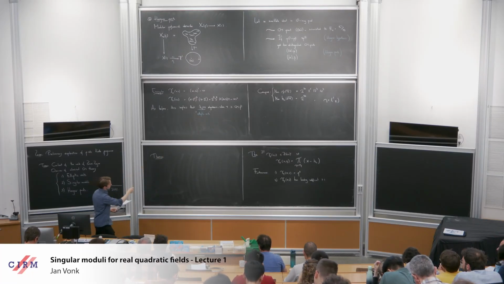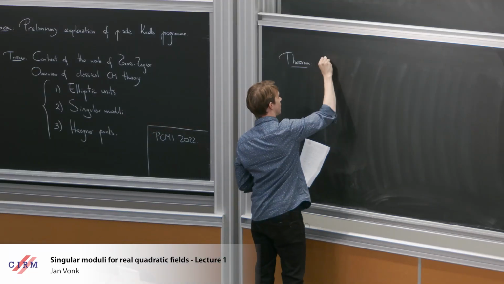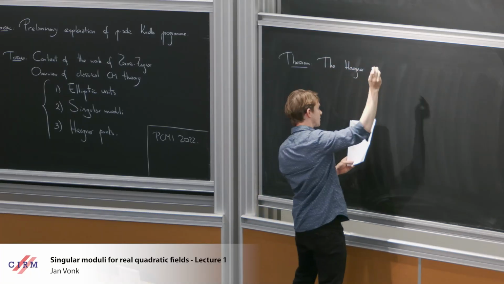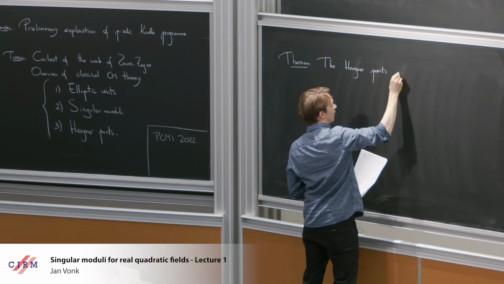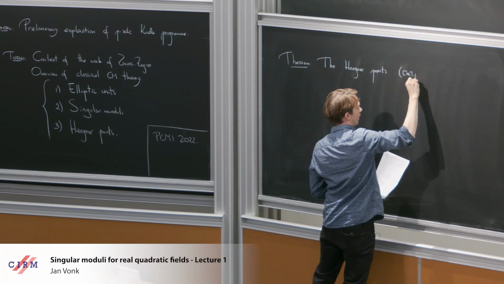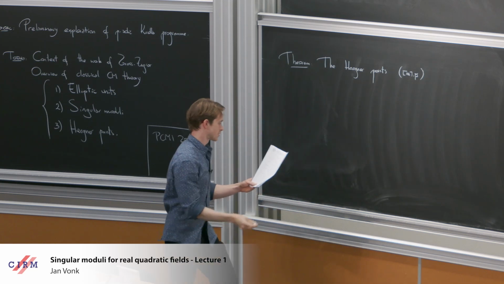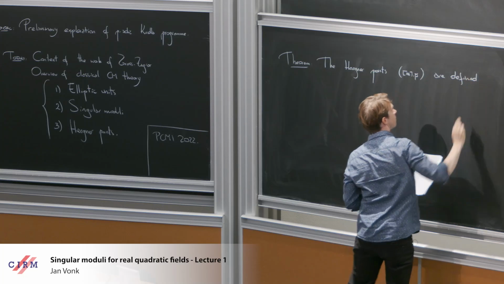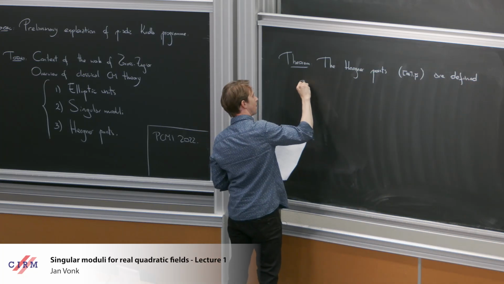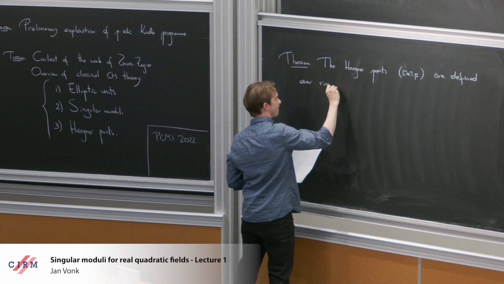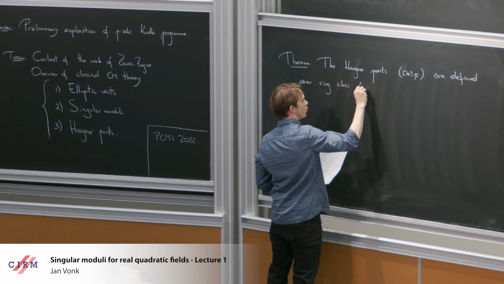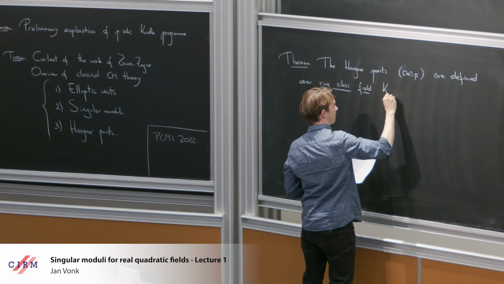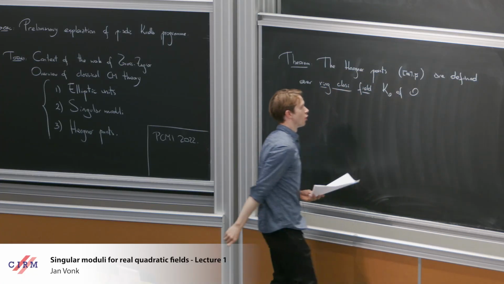And so the following was already known from the classical work, which is a refinement really of the statements that I had on the board before: the Heegner points, whatever the terrible notation was, are always defined over the ring class field K_O of O.